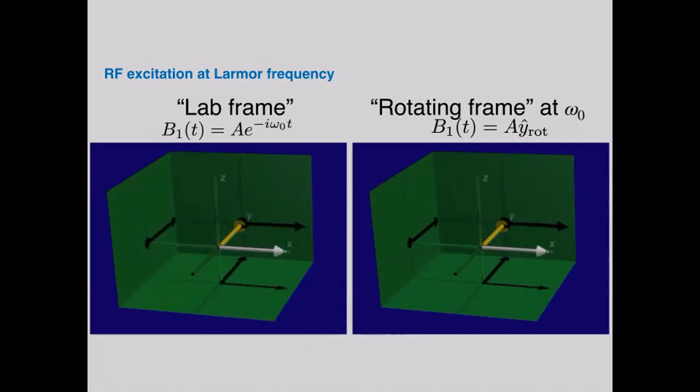So why is there a 90-degree phase difference between the B1 field and the tilted magnetic field, I guess? Yeah.